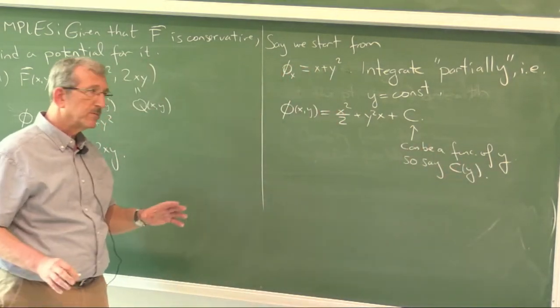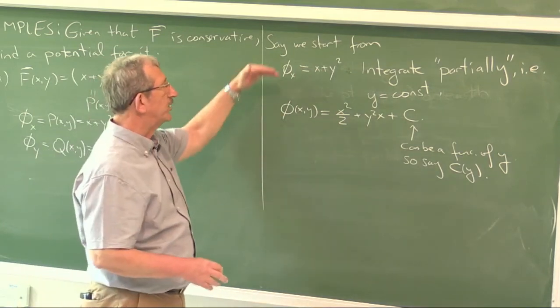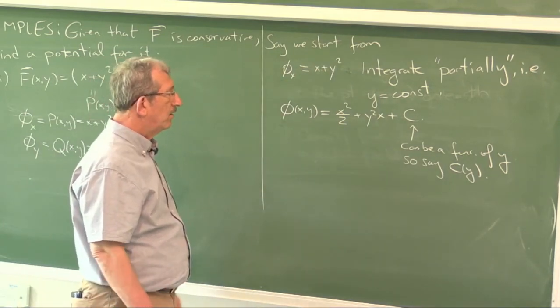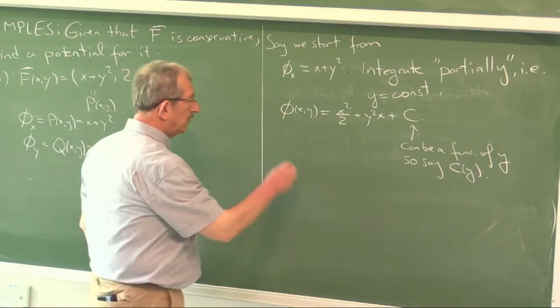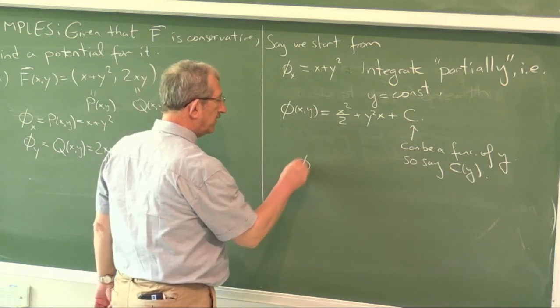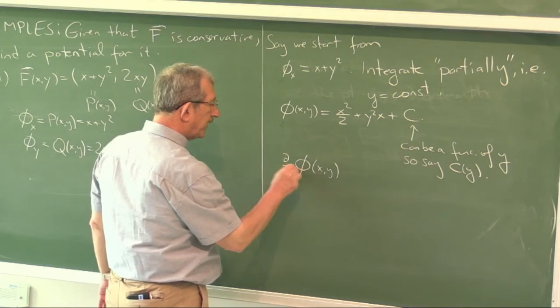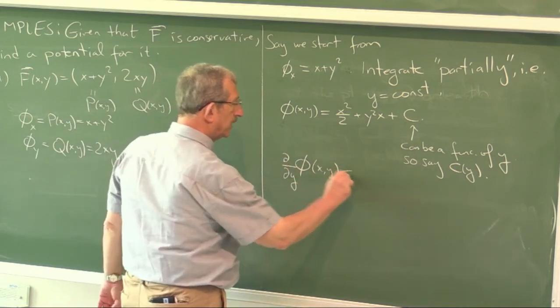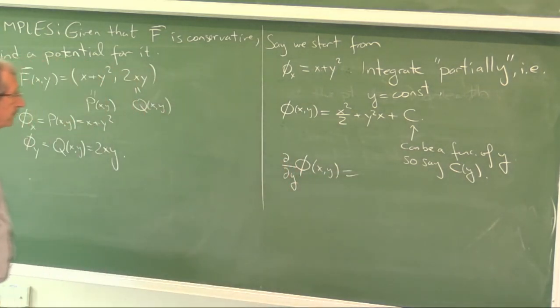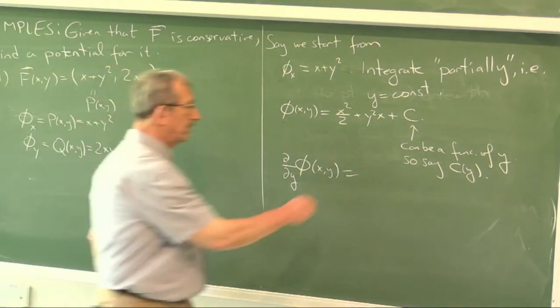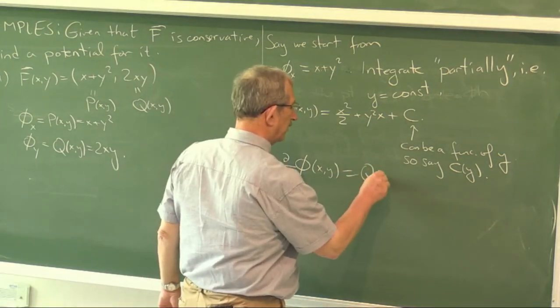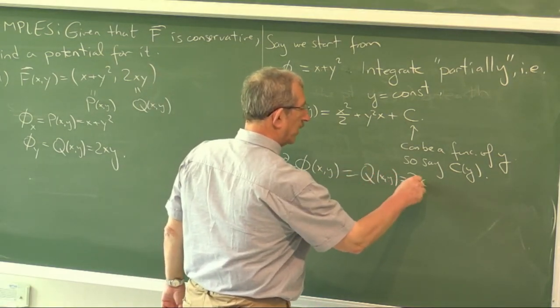Okay. If it's a function of y, differentiating would give this. Well, now let us differentiate phi, since we know it now, with respect to y. This, of course, remembering here, Q, phi with respect to y is 2xy. Namely, it's Q, so it is 2xy.